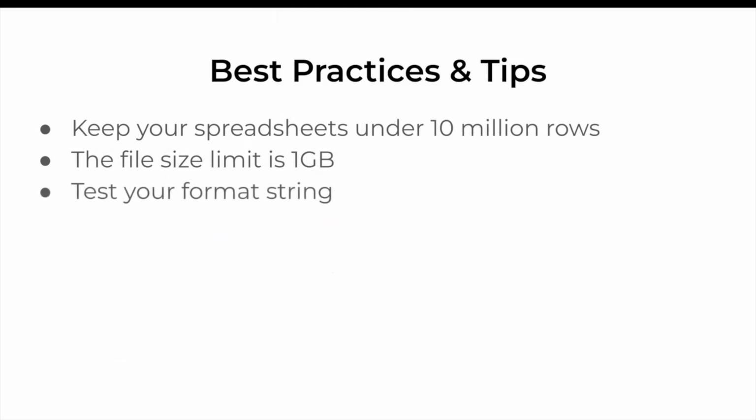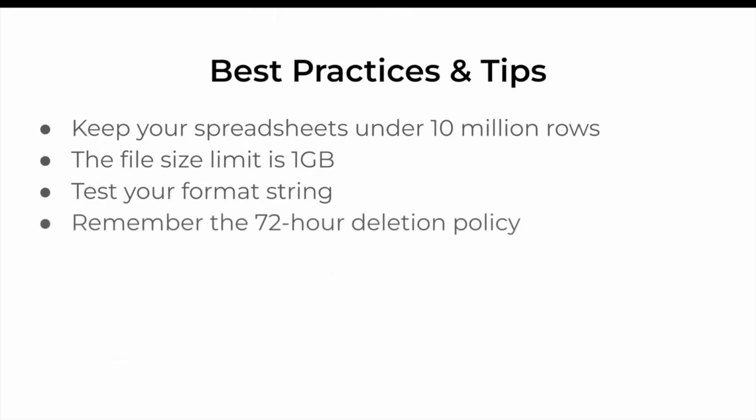3. Test your format string with a small sample spreadsheet first. If you use the exact same format in the sample, this might help you catch any potential formatting issues before you send the final job. That way there are no surprises in your results. 4. Remember that 72-hour deletion policy. Download your results promptly. 5. Use webhooks for long-running jobs so you don't have to keep checking your status.